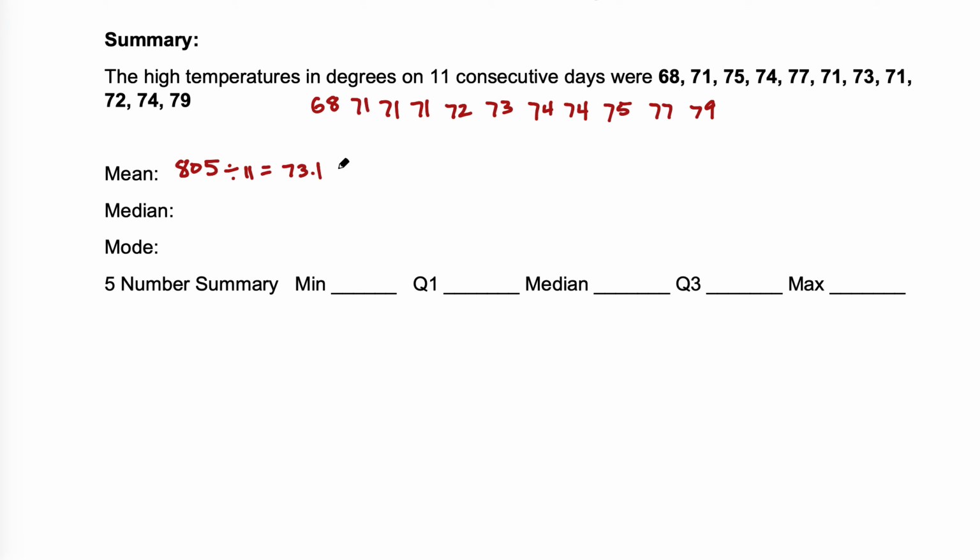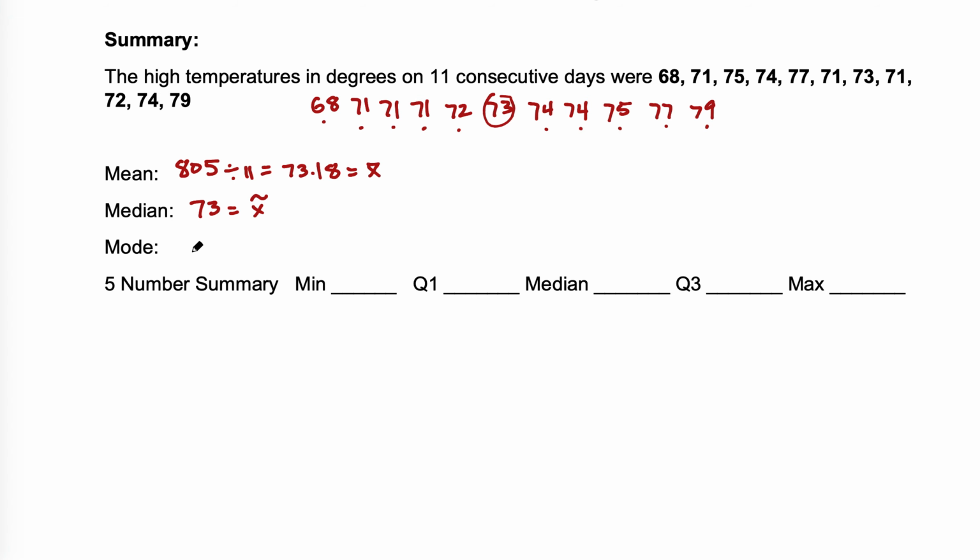And then the median, the middle number. Okay, this one I can do, so I've got to count. 68 and 79, 71 and 77, 71 and 75, 71 and 74, 72 and 74, and it looks like my middle number is 73. So 73 is my median. My mode is the most common, and it looks like 71 has 3 of them. 74 has 2 of them, so 71 is the mode.